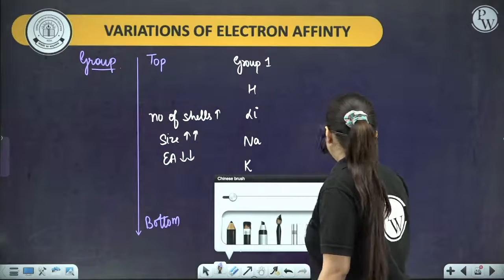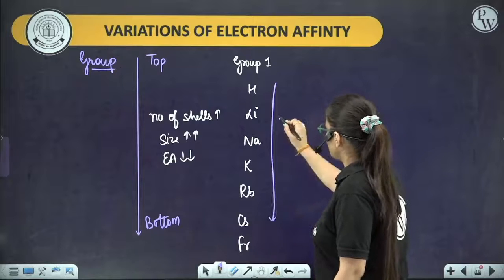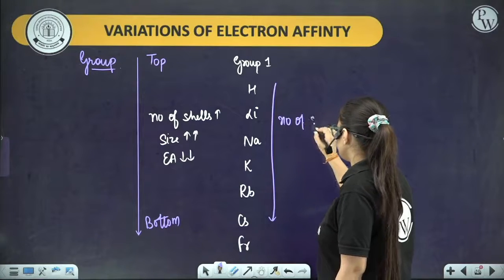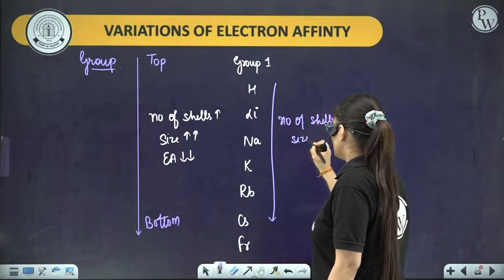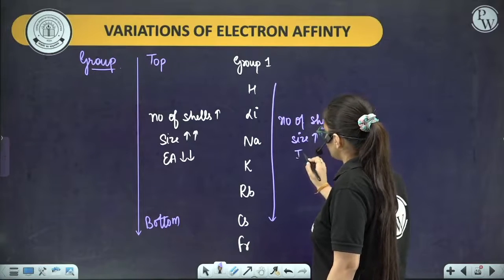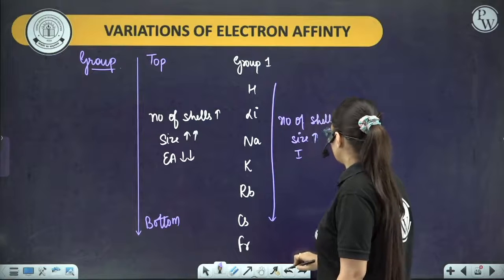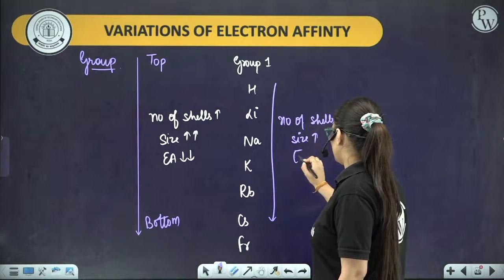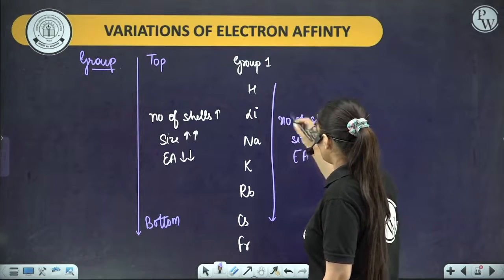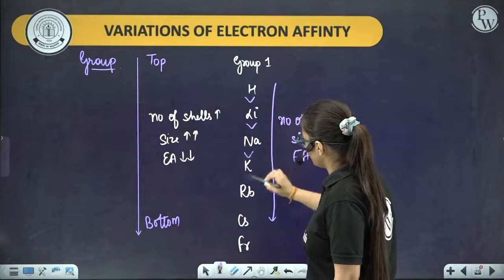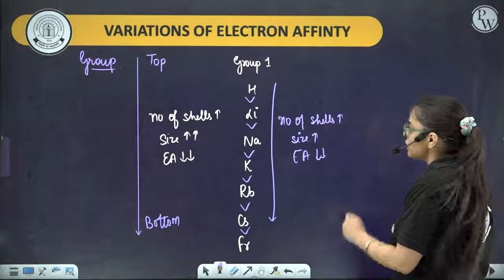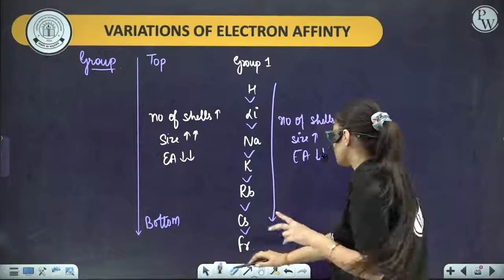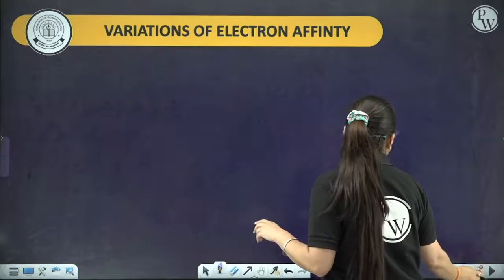So when you are moving from top to bottom, number of shells are increasing, ma'am. And size basically will also increase. If size will increase, electron affinity will decrease. So if it will decrease, this is going to be the order. Yes, this is going to be the order. But this is for group number 2. Now comes an exception case.